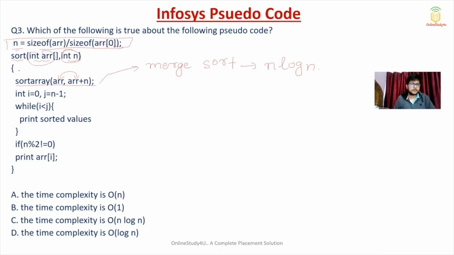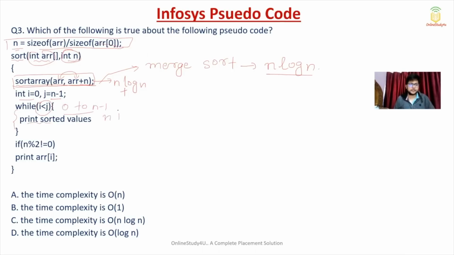So basically what happens in this function, first the array is sorted using the function sort array, which takes the complexity n log n. So n log n time is taken here. Then I have I, j, and it prints all the sorted values. This loop will run while I is less than j, where j is n minus 1, so this loop will run from 0 to n minus 1, and it will print the sorted values.